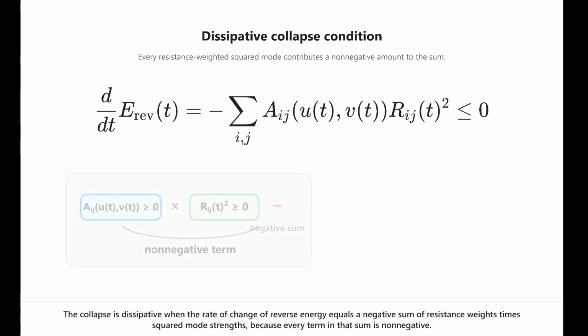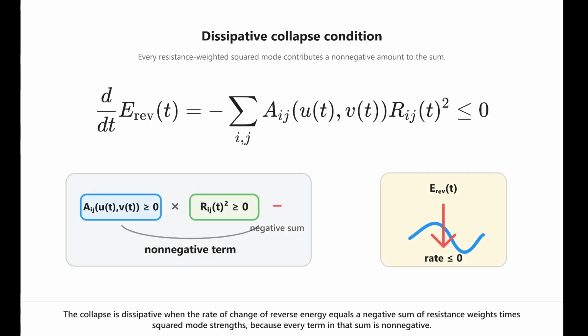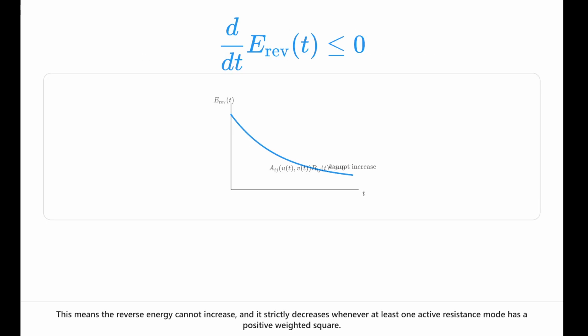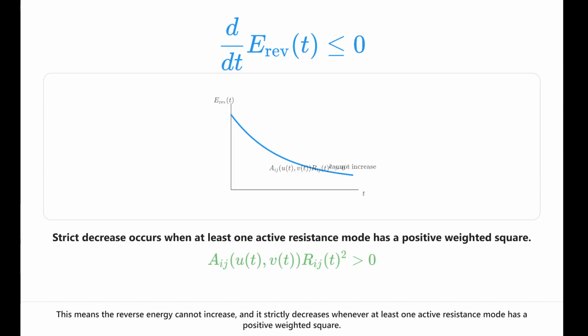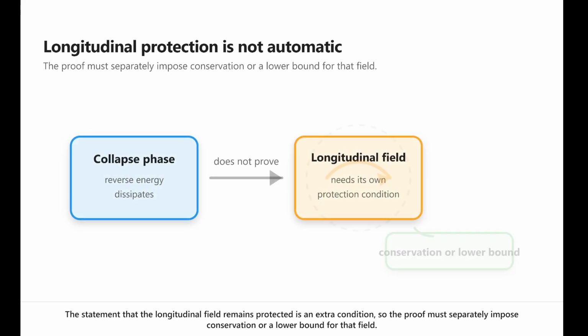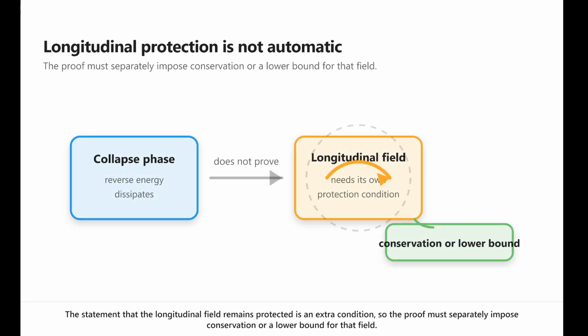The collapse is dissipative when the rate of change of reverse energy equals a negative sum of resistance weights times squared mode strengths, because every term in that sum is non-negative. This means the reverse energy cannot increase, and it strictly decreases whenever at least one active resistance mode has a positive weighted square. The statement that the longitudinal field remains protected is an extra condition, so the proof must separately impose conservation or a lower bound for that field.